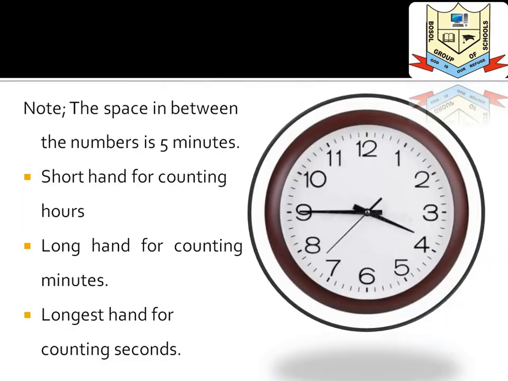We have to note the space in between the numbers is 5 minutes. The short end is for counting hours. The long end is for counting minutes, while the longest end is for counting seconds.